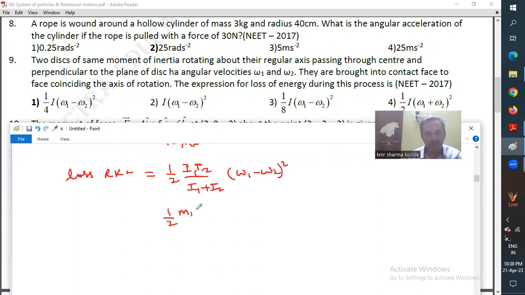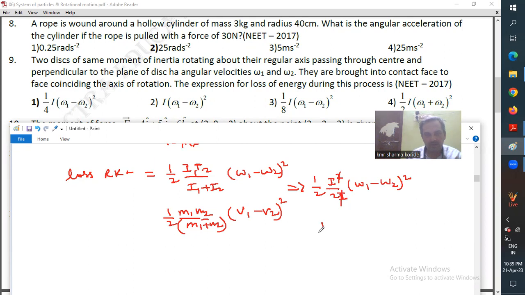A similar formula exists in collisions also. This is M1 M2 by M1 plus M2, the formula for loss of kinetic energy in case of collision, so it will be V1 minus V2 whole square. Now both are discs only, moment of inertia same. Half into I square divided by 2I with omega1 minus omega2 whole square. So I and I get cancelled. The answer is 1 by 4 I omega1 minus omega2 whole square. So moving to the next question.